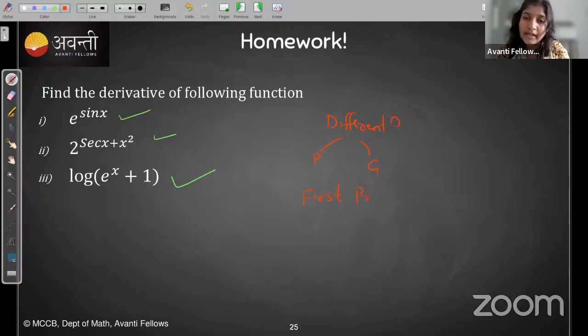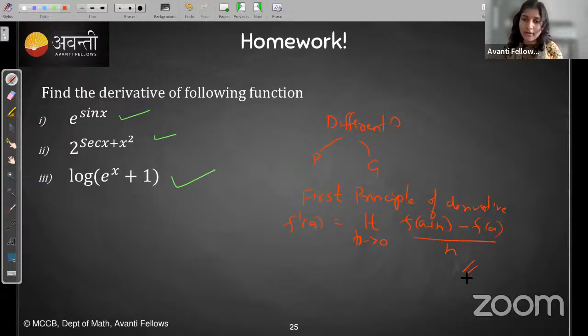After that, we saw the first principle of derivative, correct? And we derived it using our geometrical representation. If you want to find the differentiation of a function at x equal to a, then f dash of a is equal to the limit as h tends to 0 of f of a plus h minus f of a, divided by h. We solved a problem based on this.